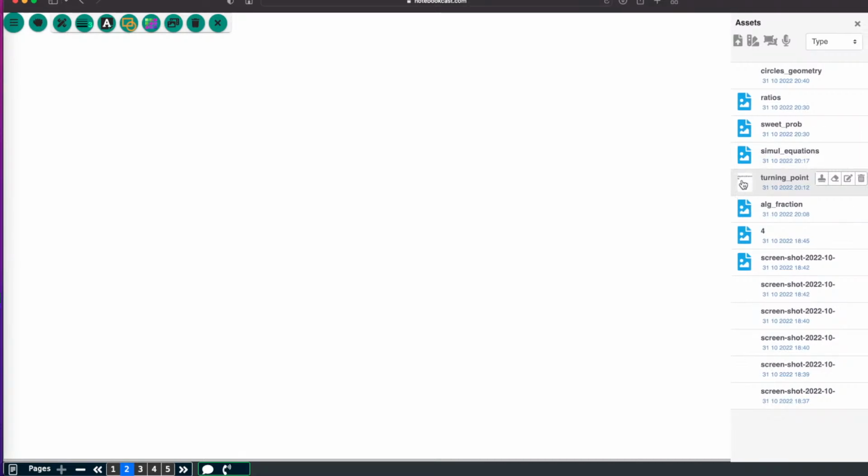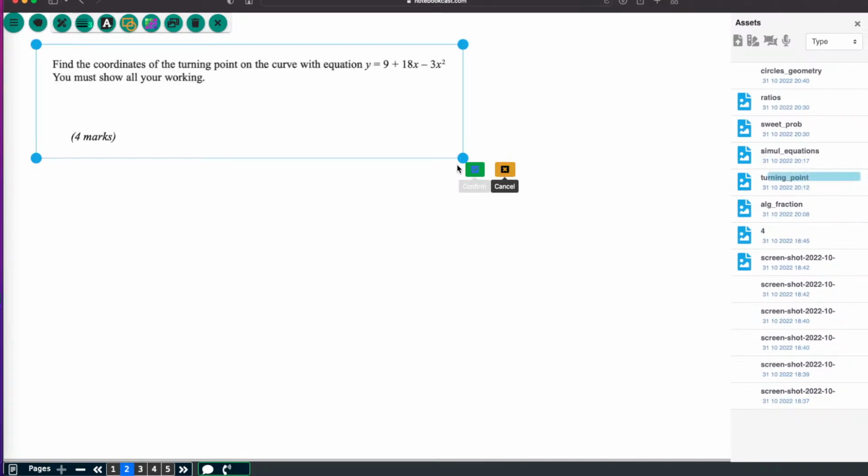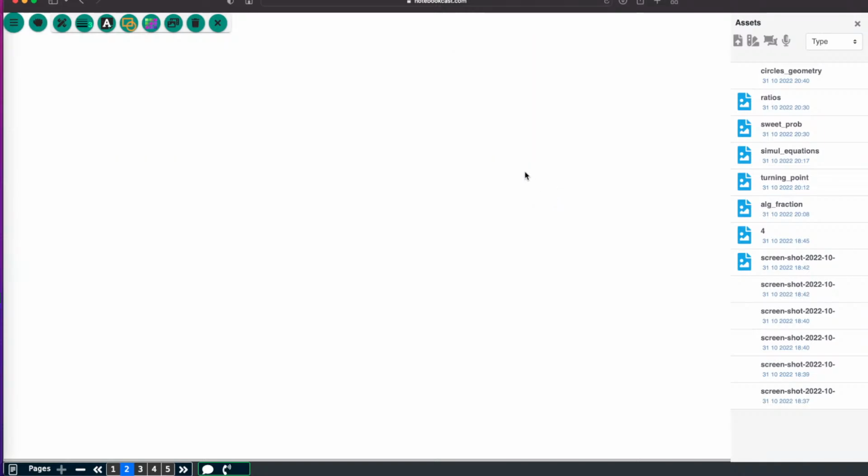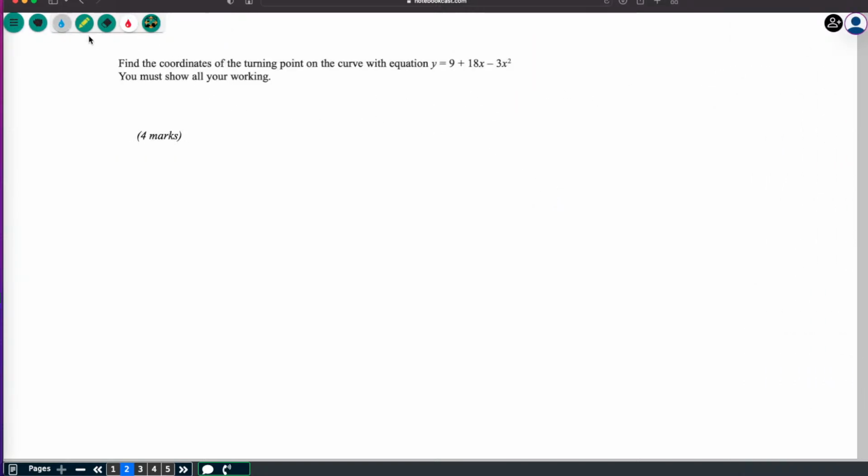Okay. Let's do a turning point question. These sometimes trip people up, and I think it's worth going over it, just in case. Maybe you've forgotten how to do this. Maybe you've forgotten what it means when it says turning point.